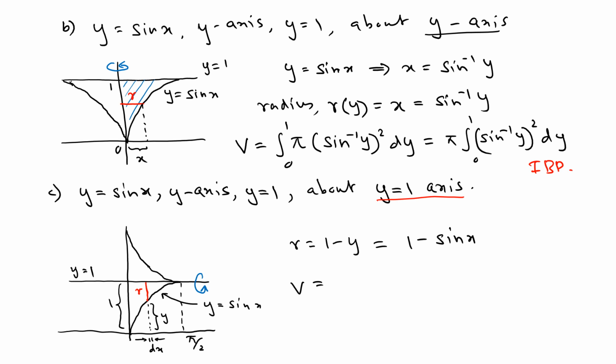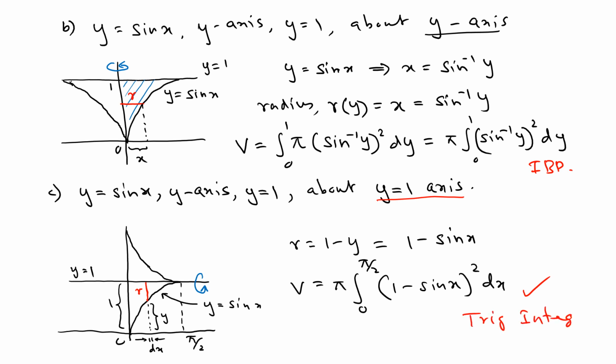So the volume is simply pi, with limits going from 0 to pi over 2, of 1 minus sine x whole thing squared dx. That is the integral for this one. Actually, you have to use trigonometric integrals to do this one. So this is a trig integral problem. Good, so that's about the disk method.